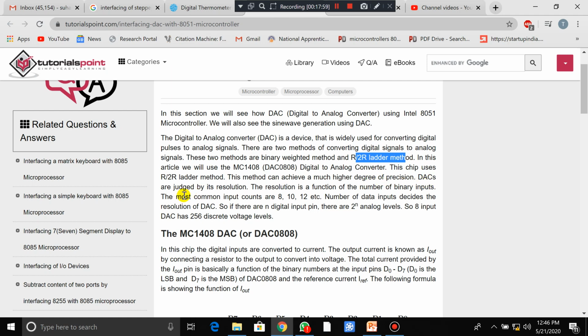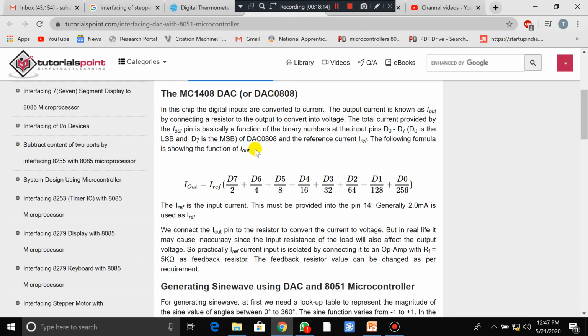A DAC is judged by its resolution, which is a function of the number of binary inputs. Here we are taking the input as 8, 10, 12, etc., and we are going to find the discrete voltage levels with the same formula I told in the PPT. Correct, no? The same thing.